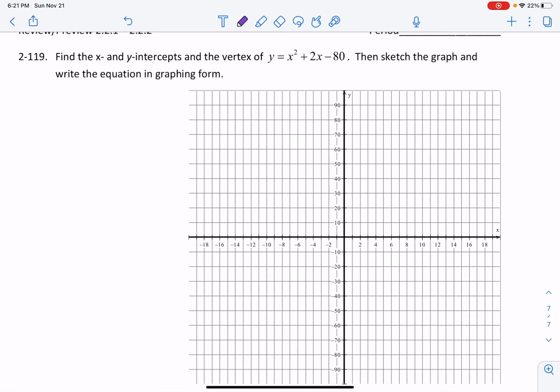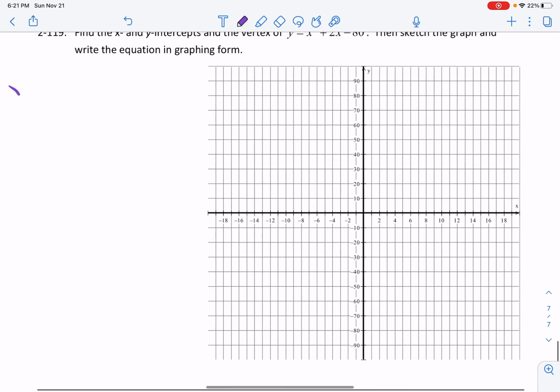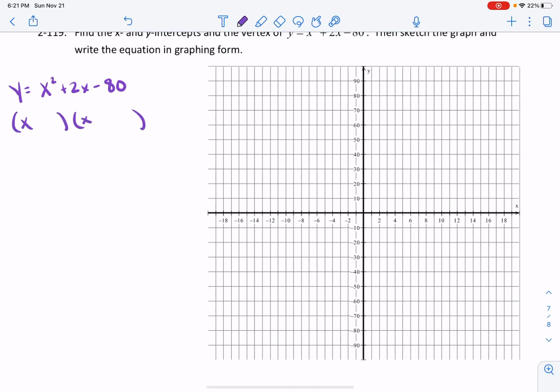2-119 says find the x-intercepts and the vertex of y equals x squared plus 2x minus 80, then sketch it. All right, so how about, we could start with factoring. So we have y equals x squared plus 2x minus 80. Because a is equal to 1, we don't really have to use the diamond method. We could just split them up. And for these two numbers, we think what multiplies to be negative 80 but adds or subtracts to be 2.